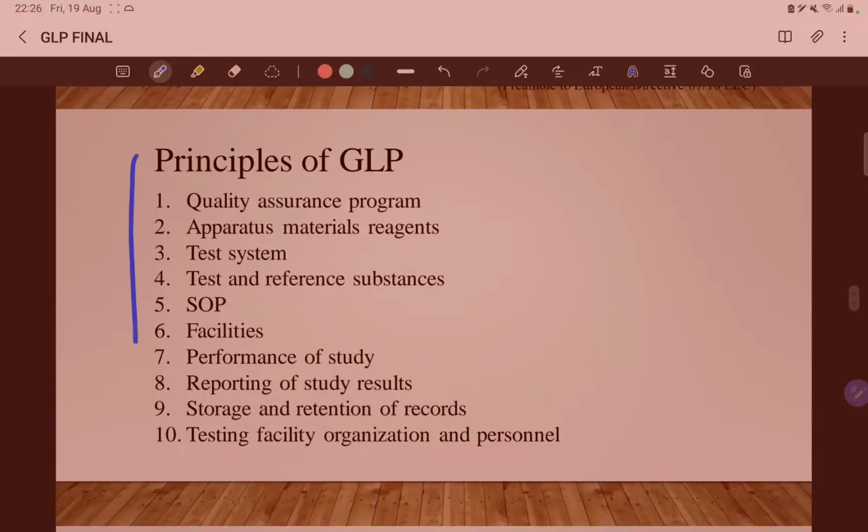Now there are 10 principles of GLP. First is the quality assurance program. Next is the apparatus, material, reagents, test systems, test and reference substances, SOPs, facilities, performance of study, reporting of study results, storage and retention of records, and testing facility, organization and personnel. So we'll start with testing facility, organization and personnel.